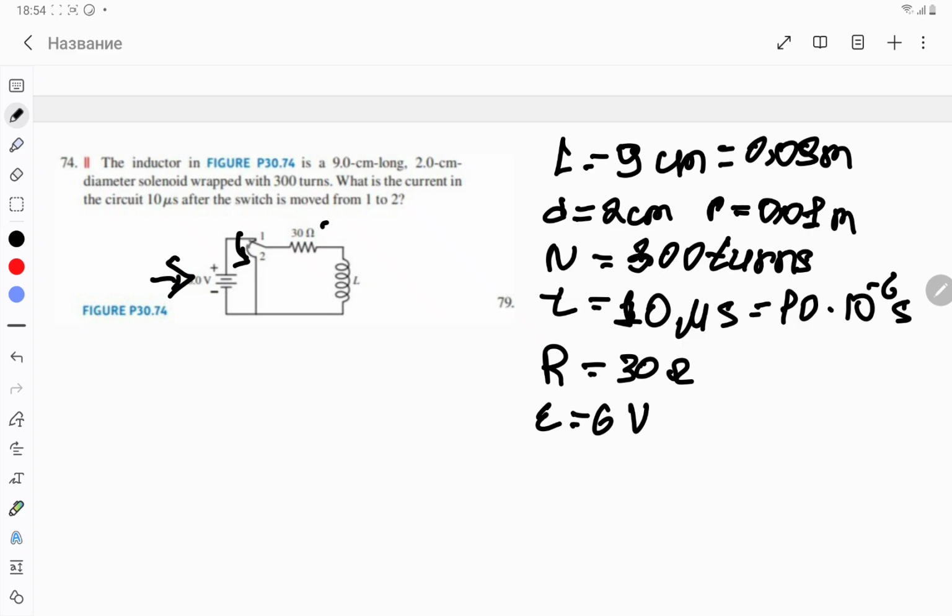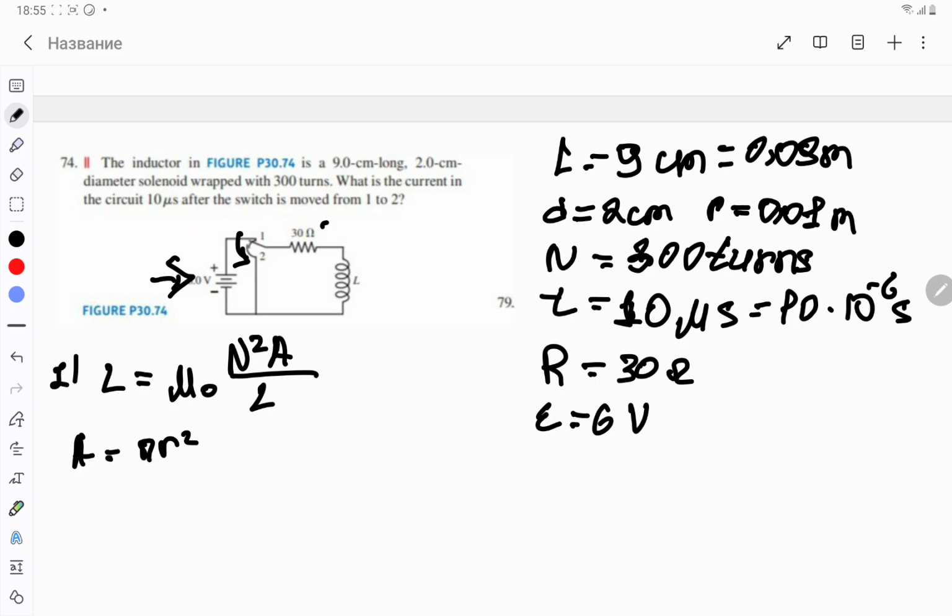Okay, we treat the solenoid as an inductor. The formula for the inductance of the solenoid is L is equal to mu N squared A over l. Here mu is a constant we all know, N is the number of turns, A is the cross-sectional area, and l is the length of the solenoid, which we already know.